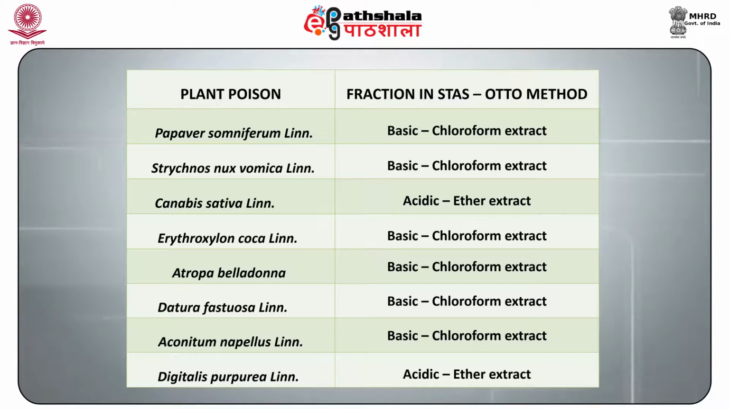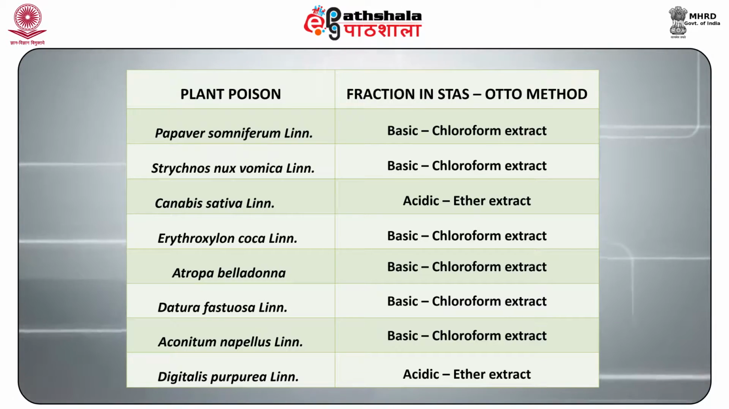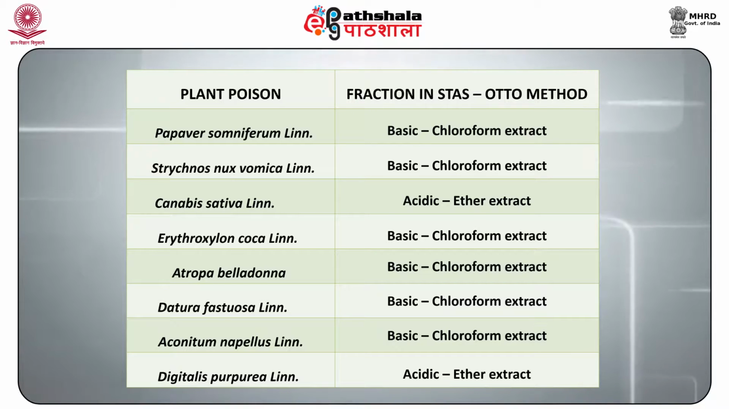Starting with Papaver somniferum, the fraction obtained is basic chloroform extract. Next is Strychnos nux vomica, for which the fraction obtained is basic chloroform extract. For Cannabis sativa it is acetic ether extract, and for Erythroxylum coca it is the basic chloroform extract. For Atropa belladonna it is basic chloroform extract. Next is Datura fastuosa, basic chloroform extract. For Aconitum napellus it is the basic chloroform extract.